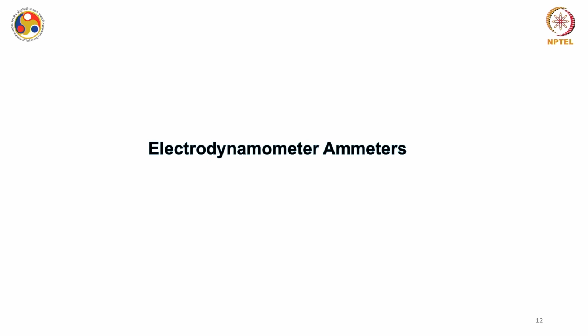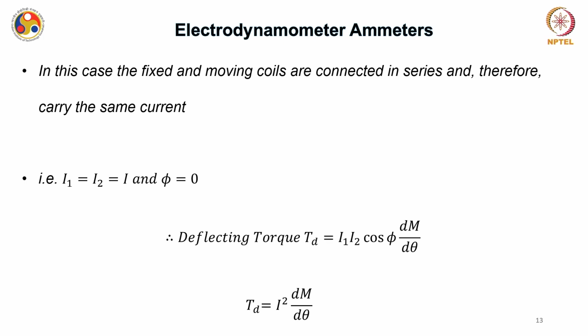Okay. Now, let us see how electrodynamometers can be converted into a tool which can measure current, or basically electrodynamometer ammeters. Electrodynamic ammeters. When you want this kind of conversion, the fixed and moving coils are connected in series, as we have seen. Therefore, they carry the same current, I1 is equal to I2. In this case, there is no phase difference between them, so phi is 0 and cos phi is 1.